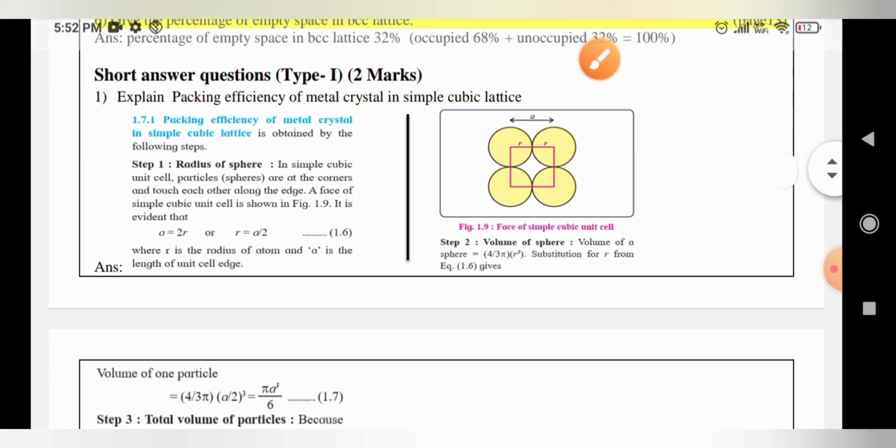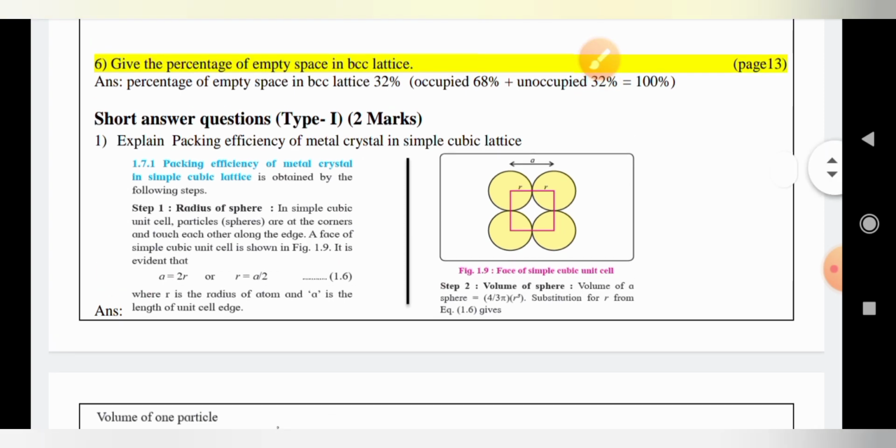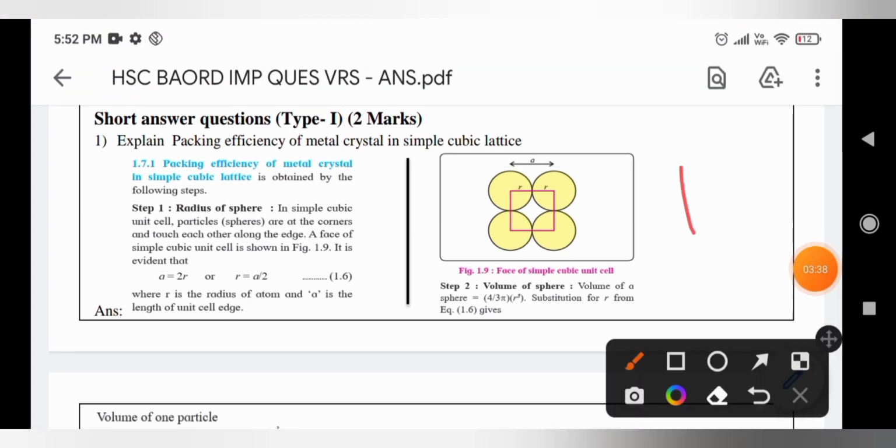Next, packing efficiency of metal in a simple cubic lattice. Very simple. Let us see how the structure is drawn. This is your cube system. Each corner contributes 1/8 part of an atom to the cube. So every corner contributes to the cubic system, and there are 8 corners.